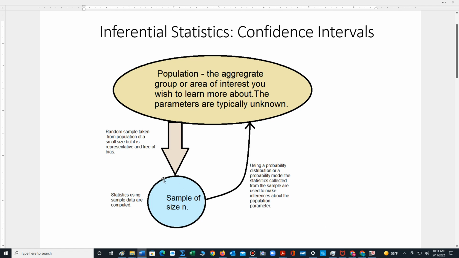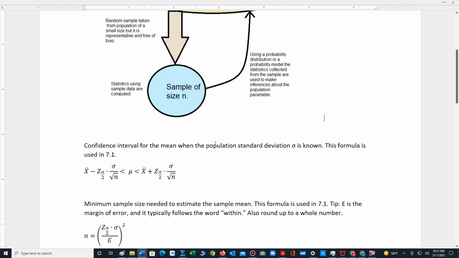Using this sample, the data we collect in the sample, we compute statistics such as the sample mean, x bar, and the sample proportion, p hat. Combining the statistics with a probability distribution, we can perform computations that will allow us to estimate these parameters with a significant degree of success. Let's now take a look at some of the key formulas.